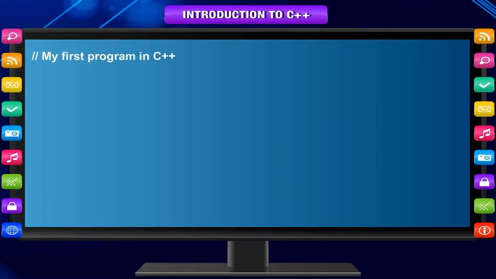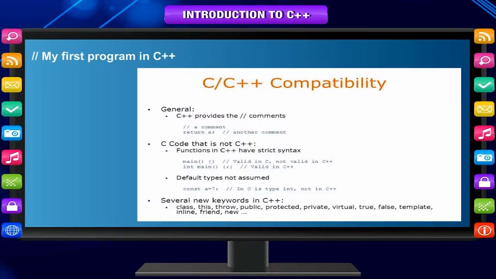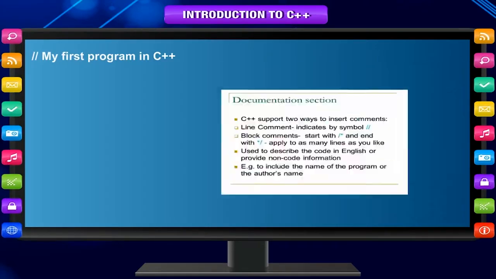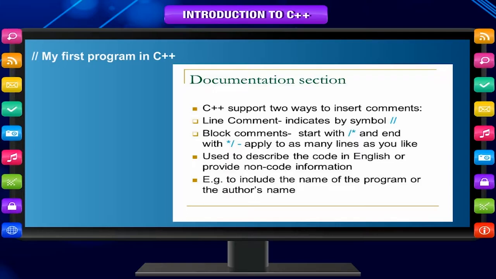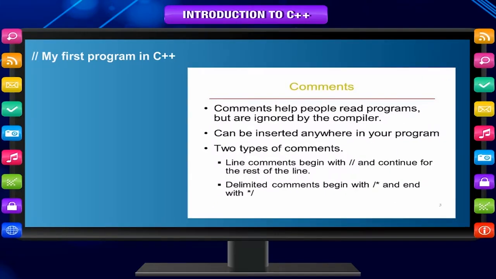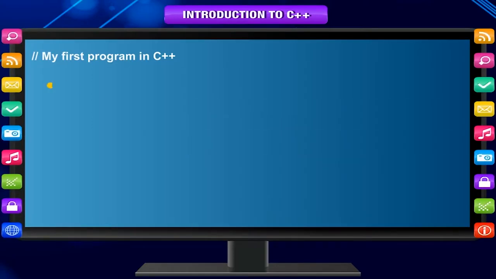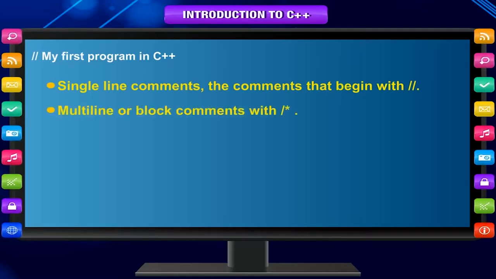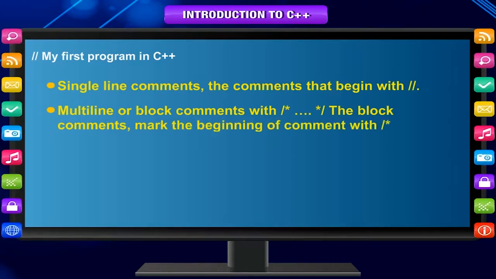// My first program in C++. Comments are the pieces of code that the compiler discards or ignores. These statements are non-executable. These are usually meant for documentation of a program, for understandability of the program. There are two ways to insert comments in programs. Single line comments, the comments that begin with //. Multi-line or block comments with /* and */. The block comments mark the beginning of the comment with /* and end with */.